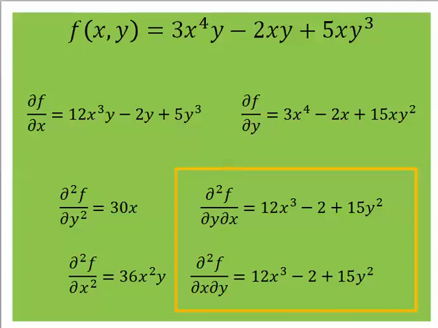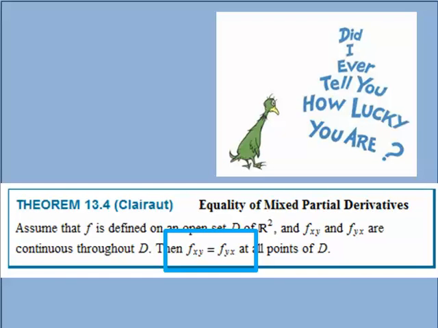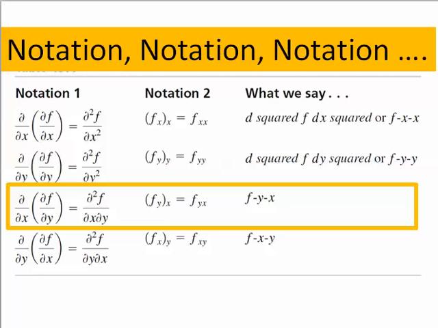Does this always happen? And how can we know whether or not it will happen? As long as they are continuous, f partial x partial y is equal to f partial y partial x. Rather than saying f partial y partial x, we usually just say fyx.